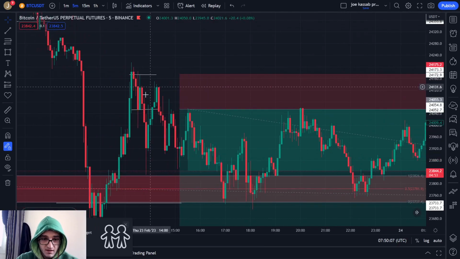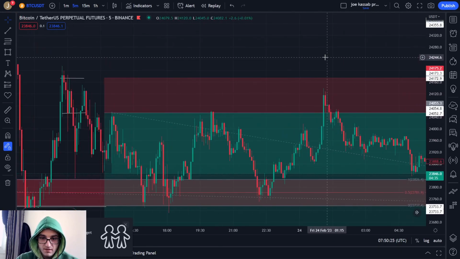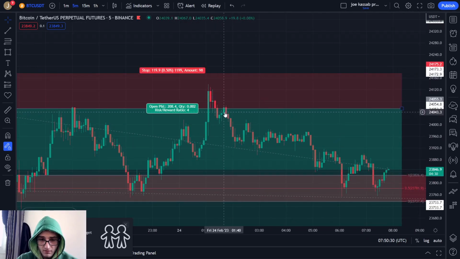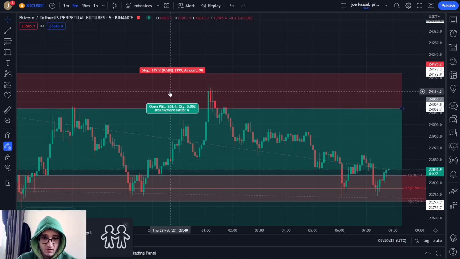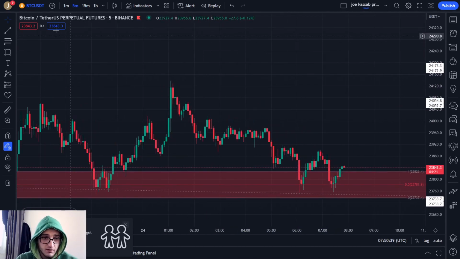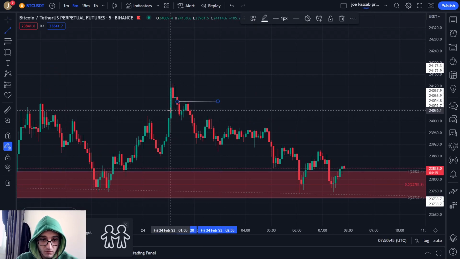So if you missed this area to enter, okay, we can also wait for retracement. Okay, but there was no bullish candle in this bearish area, so we don't enter. As you can see, price retraced to this area, started going down, and we have some bullish candles here. So what we can do also, we can have our high marked out and our low marked out.